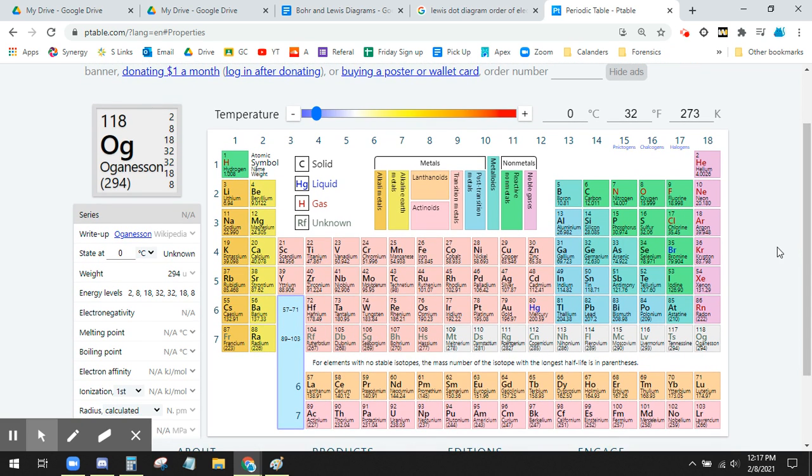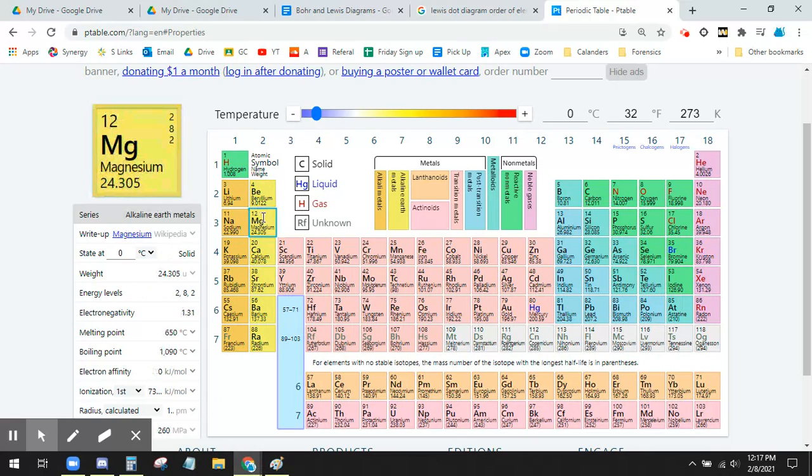I wanted to go over looking at Lewis dot diagrams and how to make those. So I just went over the Bohr models. Now I want to go over Lewis dots. So let's do a couple examples here. First one, let's do one that's under 8. So let's do one that's under 4. So let's do something like, say, calcium.